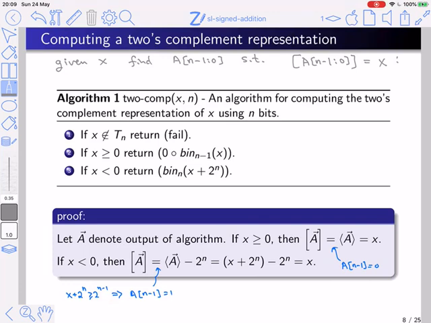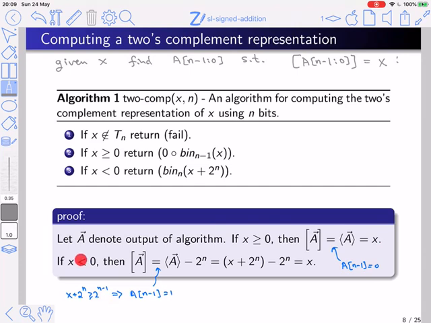Okay, so we need to consider two cases. Either x is not negative or x is negative. If x is not negative, then the number represented by the output of the algorithm in 2's complement representation, in this case, is the number represented by A in binary, because the most significant bit is 0. And the number represented by A in binary is x by definition. So we get the x over here.